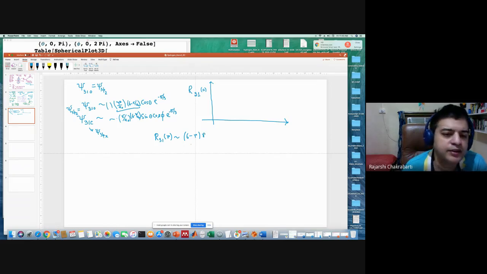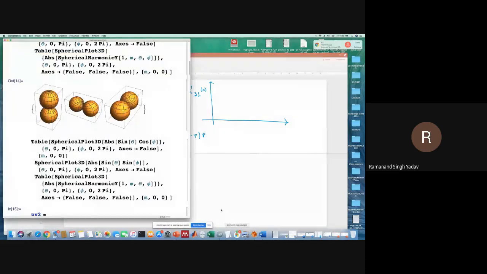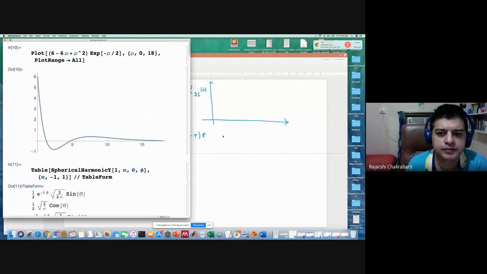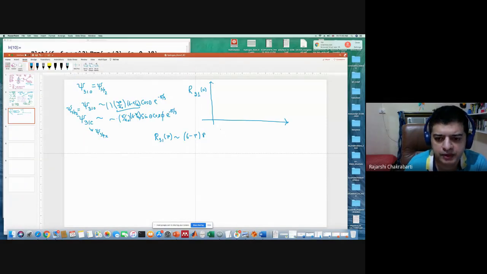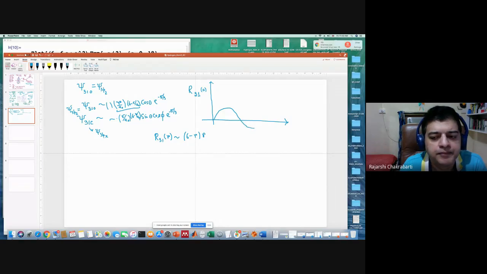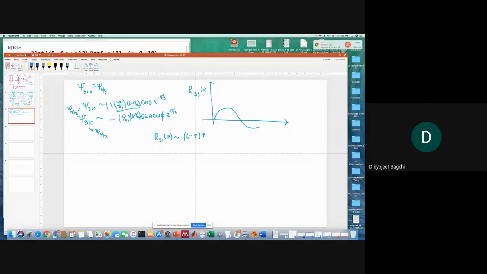Okay. Now can anyone tell me, if I plot this, how is it going to look? There will be one node, which will be at r equal to 6. What about r equal to 0? It is 0, and then it will go like this. Will it increase or decrease? Tell me. It will first increase and then decrease. And then it will continue. No, it will not go up.